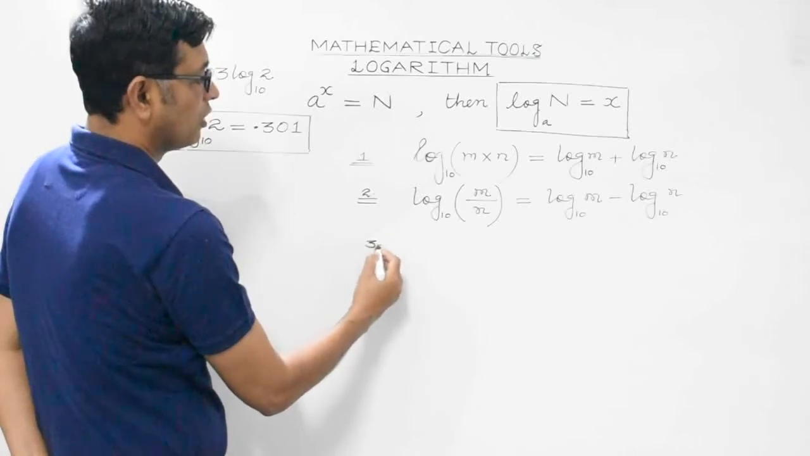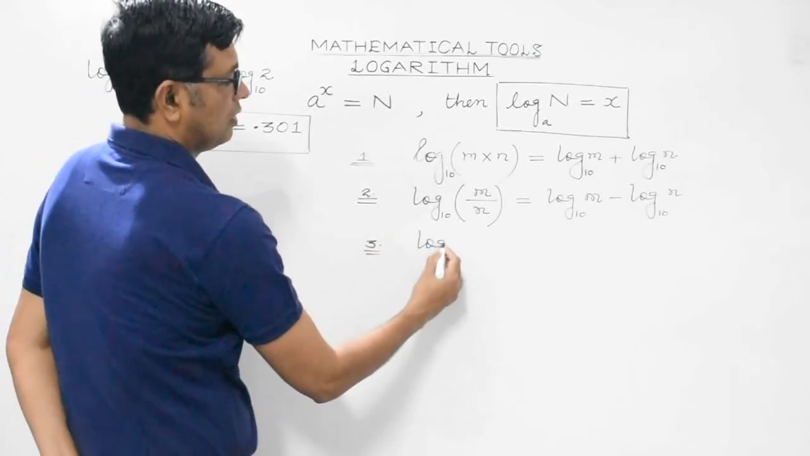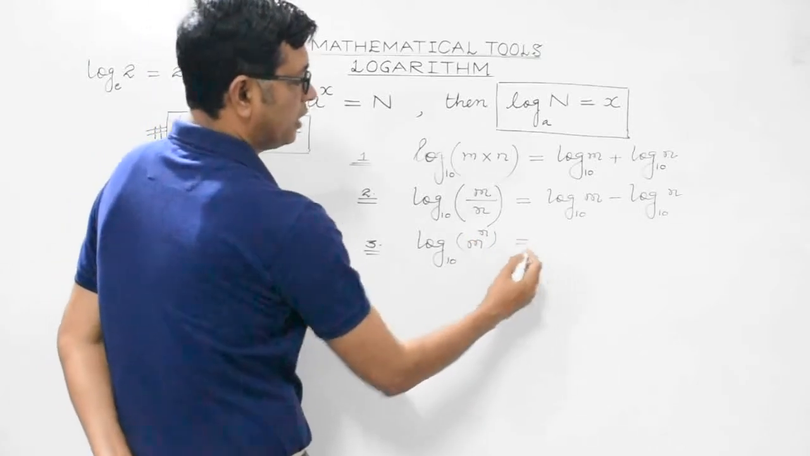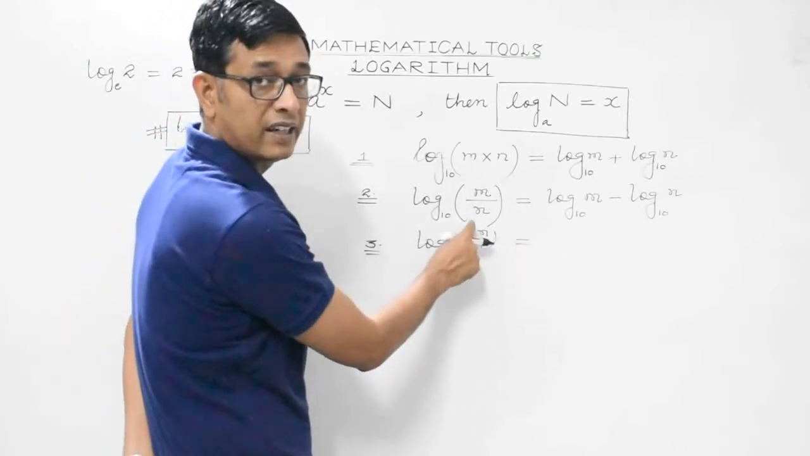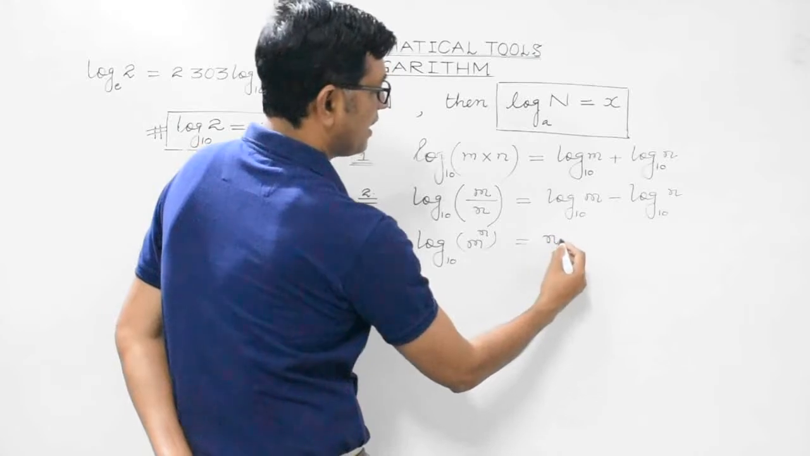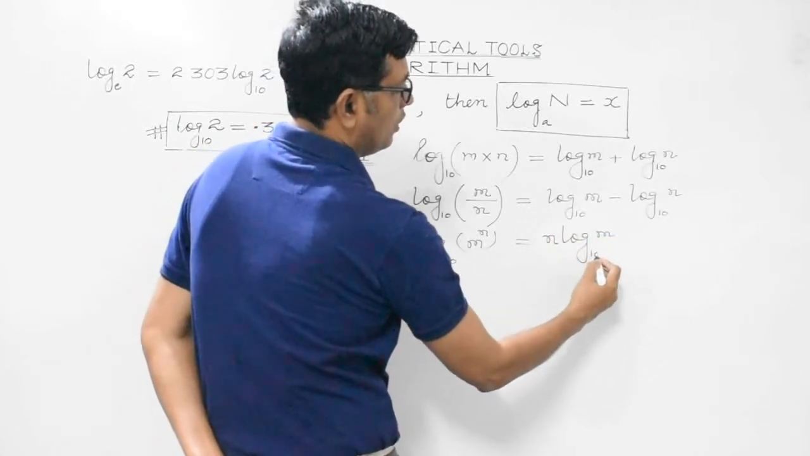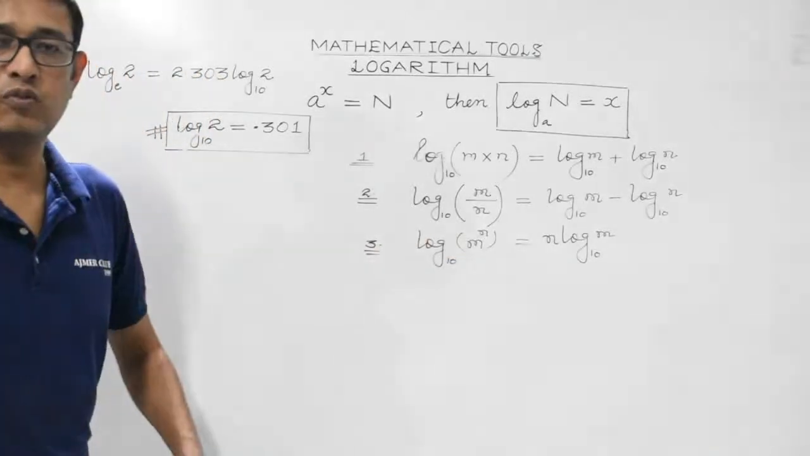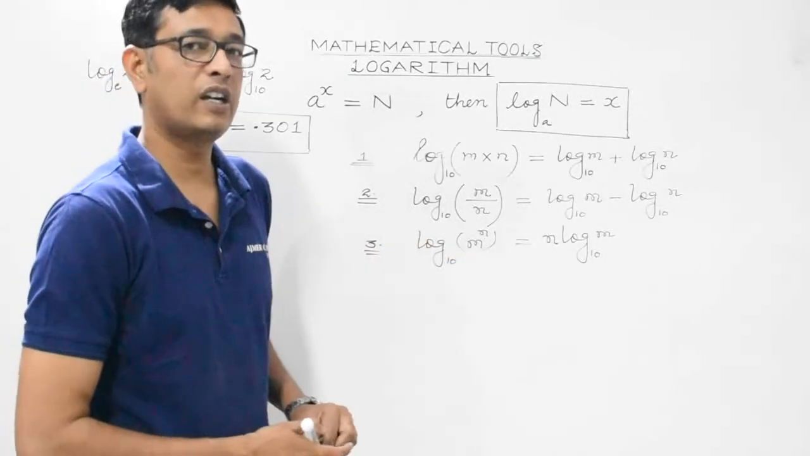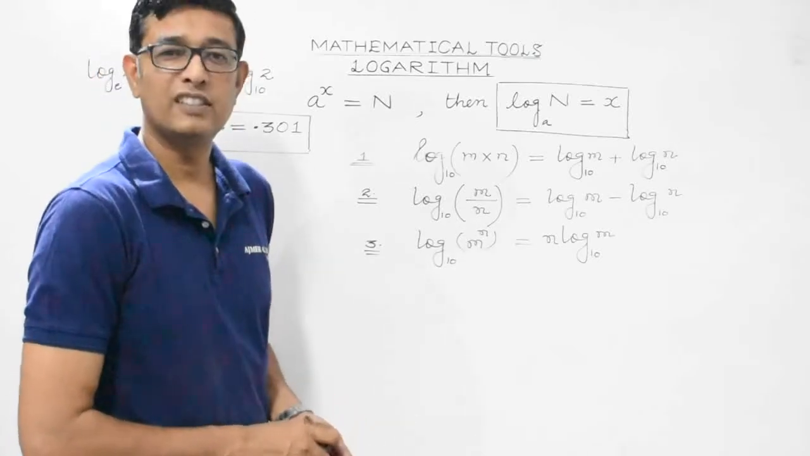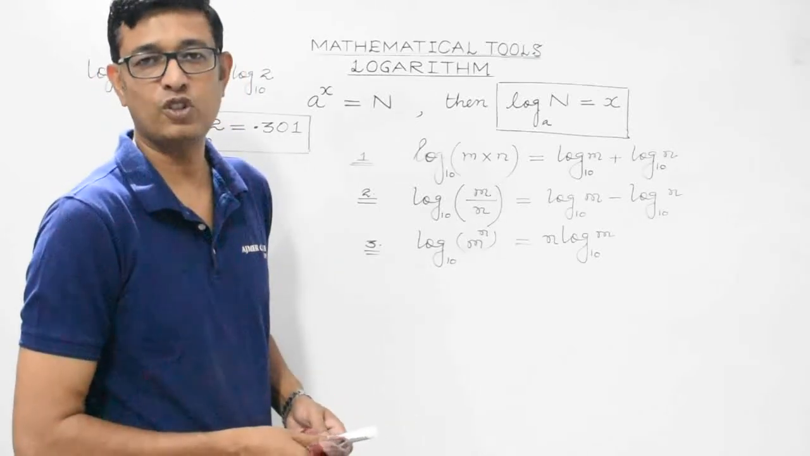The other one is the power rule. Log of m to the power n will be equal to n times log of m, where n is the power. So these are the three rules which we will be frequently using in physics, right? So let's discuss some questions based on logarithm.